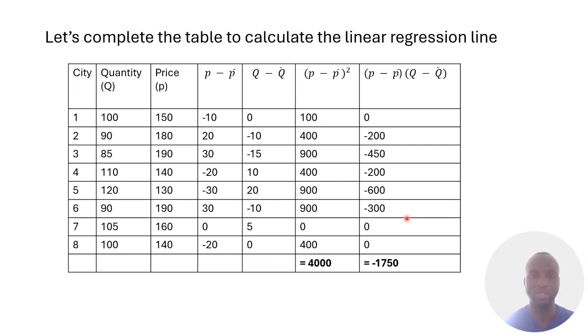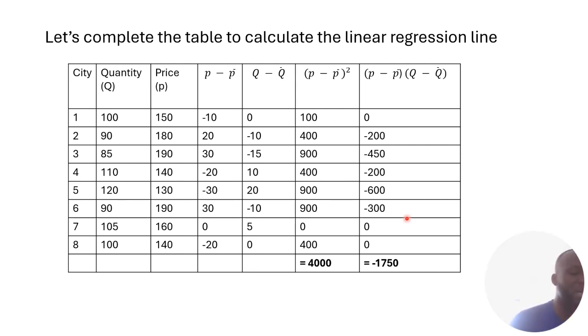Price, let us just quickly be sure about it. It is 150. I'm just doing that with you so you'll be on the safe side, plus 180. So you can go on with me, plus 190, plus 140, plus 130, plus 190, plus 160, plus 140. When you sum that up, it's 1,280, and you divide again by 8, and what do you get? Divided by 8, and then we get 160.